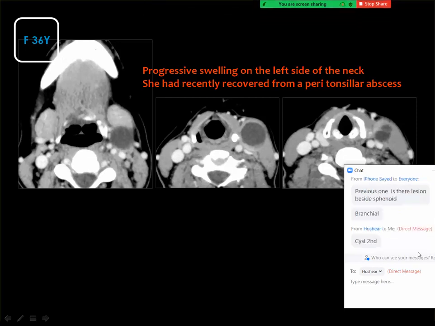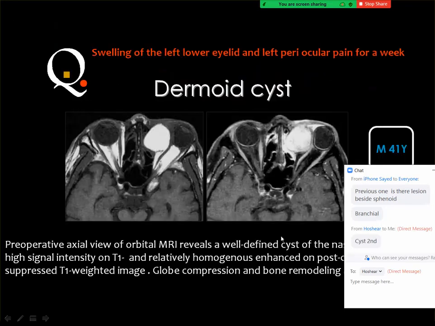And in the previous case, he said that there is a lesion in the sphenoid sinus. No, the sphenoid sinus is clear, and this is the anterior clinoids, which contain fat, and it shows bright signal in the T1 weighted image.